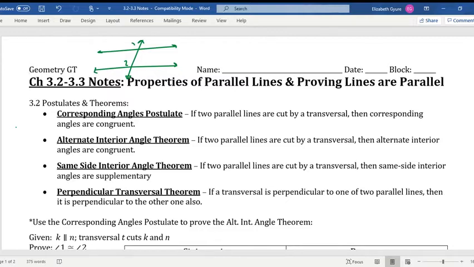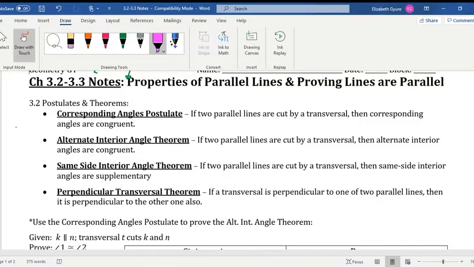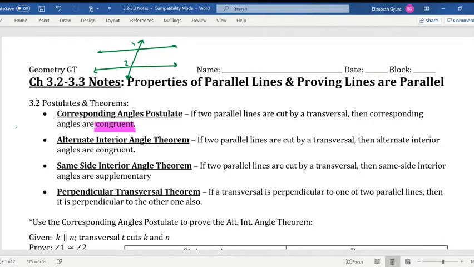You'll notice this one is a postulate. That means it is accepted as true without proof. And you'll notice the rest are theorems. We actually use this postulate to prove the remainder of our theorems at some point. So really the important thing you need to realize here is if you have these parallel lines, this angle relationship is going to be congruent.